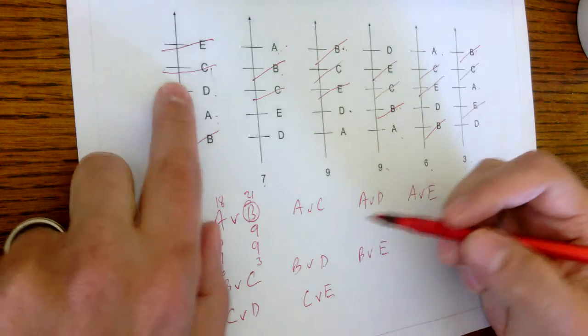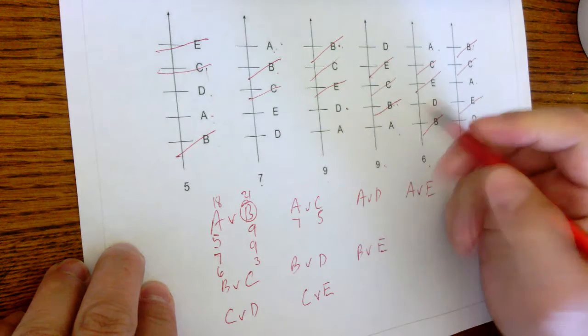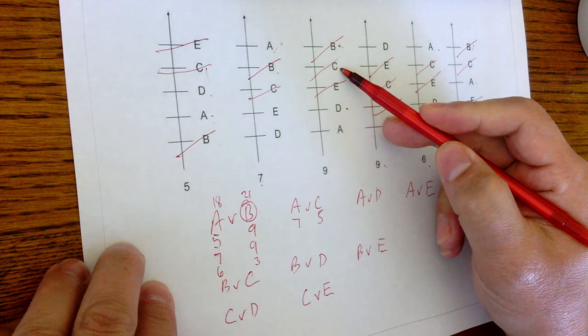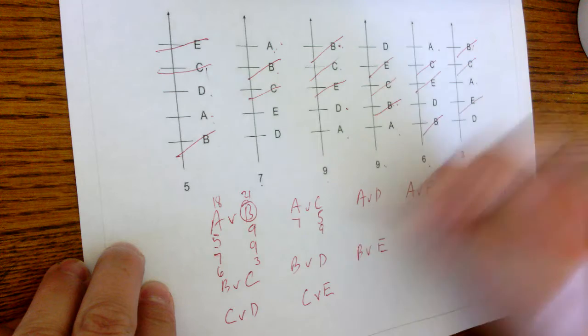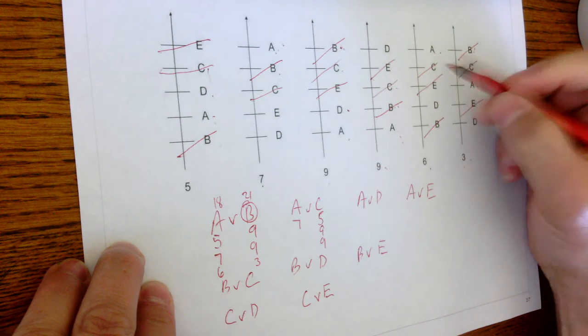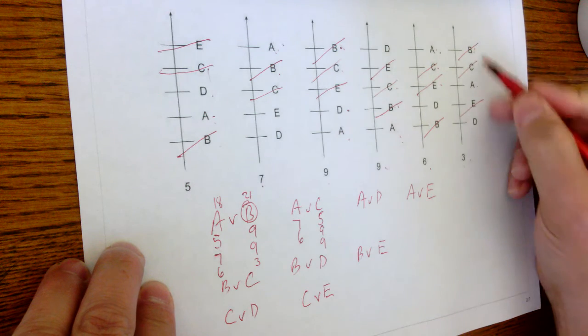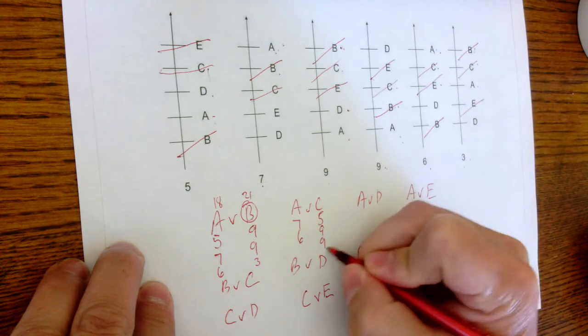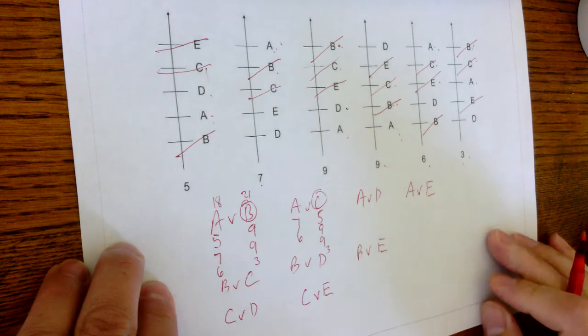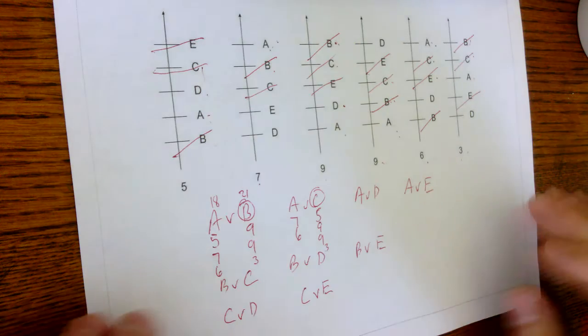A versus C. Those 5 would prefer C. Those 7 would prefer A. These 9 would prefer C over A. Those 9 would also prefer C over A. Those 6 would prefer A over C. And these 3 would prefer C over A. And C is the clear winner there. So we already knew that A couldn't win. So we're gonna move on, and we're gonna go to B versus C.